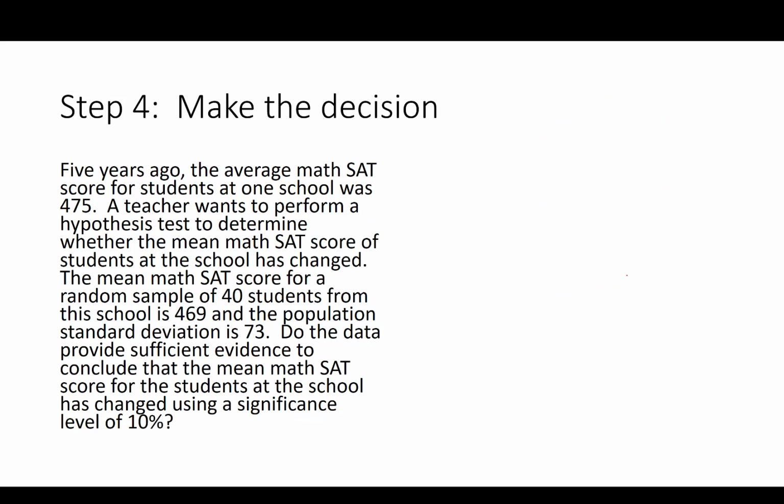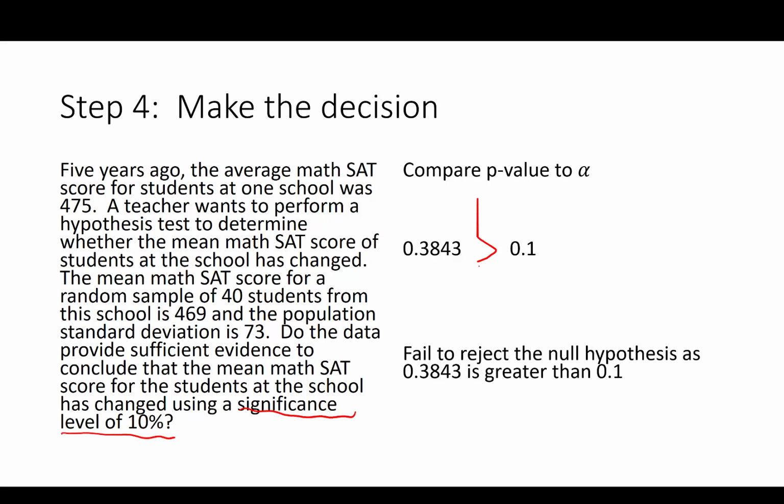So that is step 3. Step 4, we have to make a decision. Recall that to make our decision, we compare the p-value to the alpha level. The p-value was 0.3843, and our significance level is 10% or 0.1, and we can easily see that 0.3843 is greater than 0.1. That being the case, we fail to reject the null hypothesis as the p-value 0.3843 is greater than 0.1.